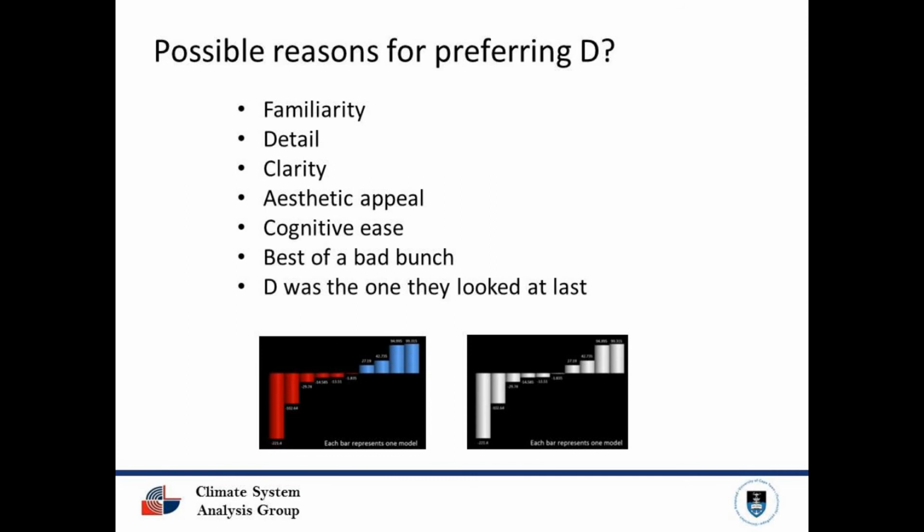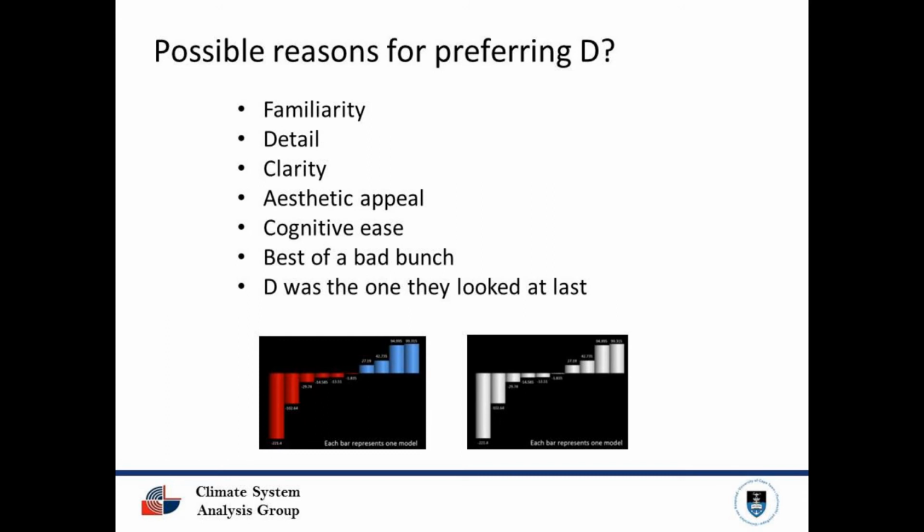Possible reasons for preferring D rather than the others, there's a whole host of reasons that we can only speculate on really, and this is one of the disadvantages of doing this as an online survey. There was an option to comment on every individual question, but really you want to do this in a workshop setting to find out what the reasons are for people choosing specific visualizations over others. But here's a list of possibilities.